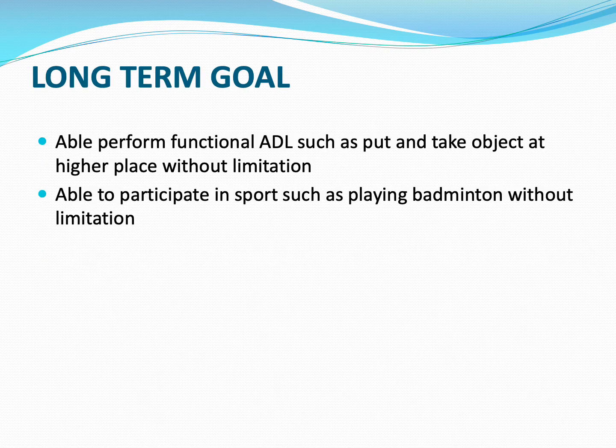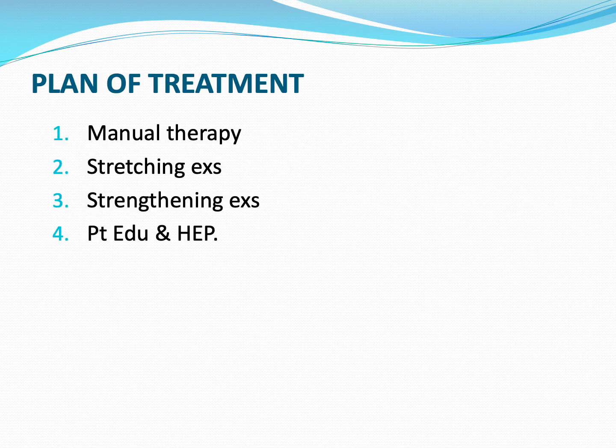This is my long-term goal for this patient. I hope this patient is able to perform his functional ADL, such as putting and taking objects at a higher place, without any limitation. Then I hope this patient is also able to participate in sports such as playing badminton without any limitation also. So my plan of treatment for this patient consists of manual therapy, stretching exercise, strengthening exercise, patient education, and home exercise program.